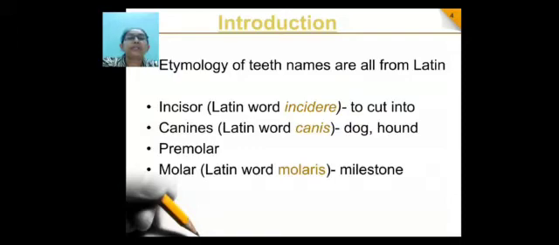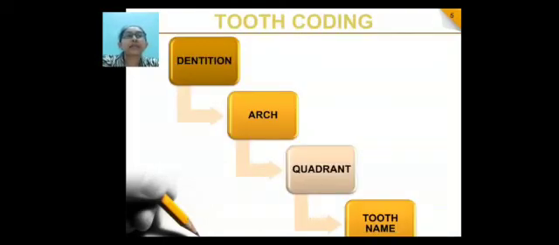Premolar is basically derived because of its relation with that of the molar. Then molar is derived from molaris, that means to say milestone. Here we all know that the incisors are used for incising, whereas canines are the most prominent teeth, whereas molars have the ability to chew the food. So with this basic concept and the terms that are used, let us come to something called tooth coding.